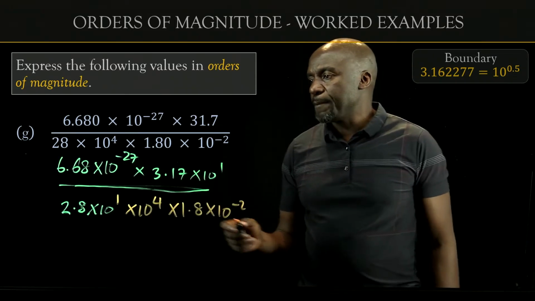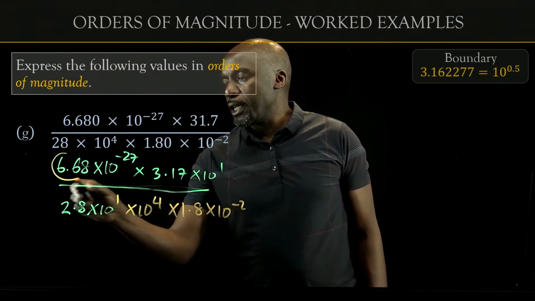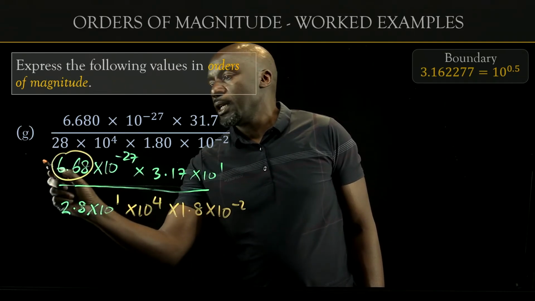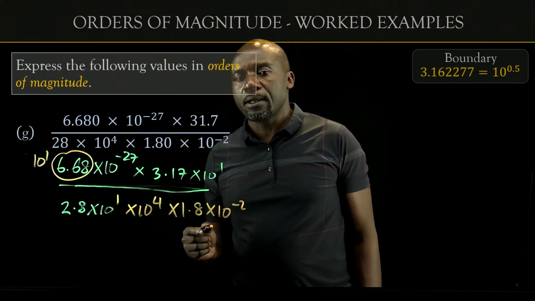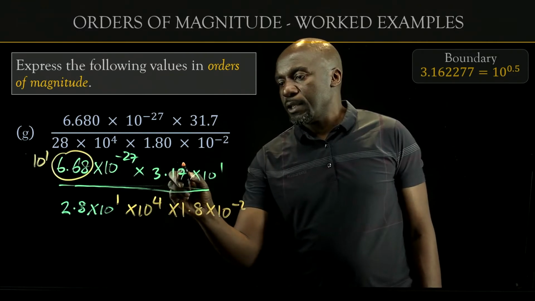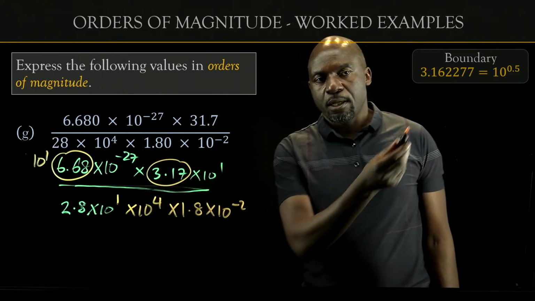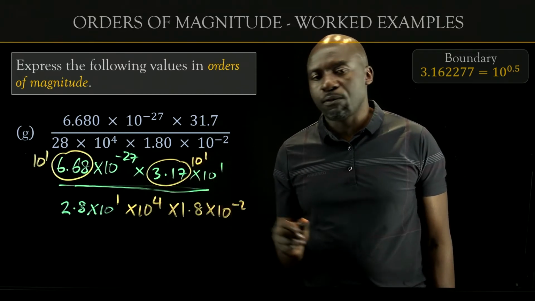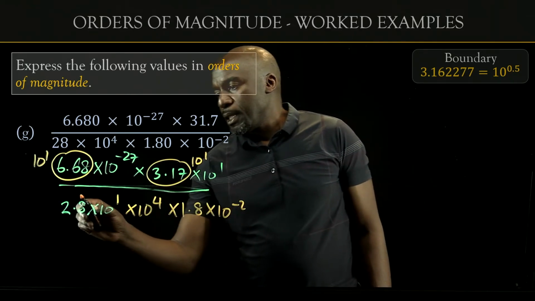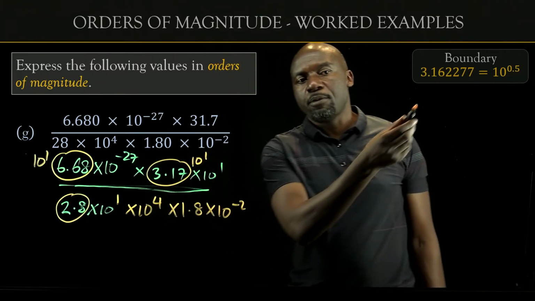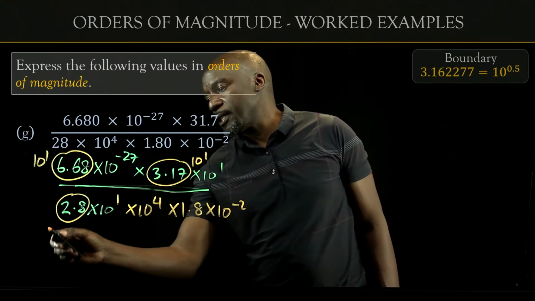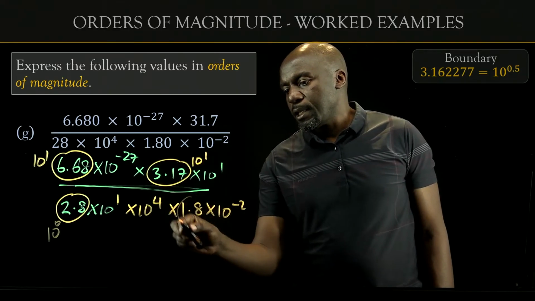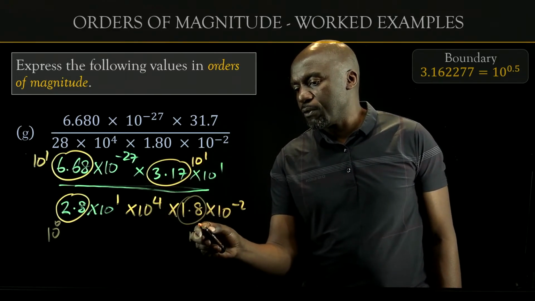So as I was saying, this here is greater than 3.16 there, so this is going to be 10 to the power of 1. This is also greater than 3.16, so I'm also going to express this as 10 to the power of 1. This is less than 3.16, so I'll express this as 10 to the power of 0. And this is also 10 to the power of 0.